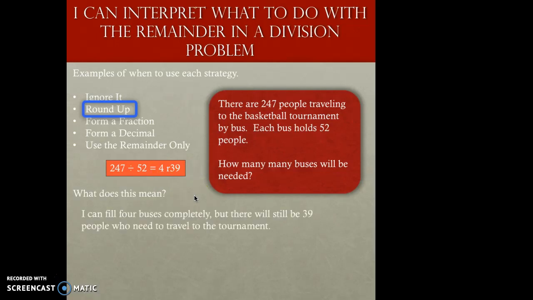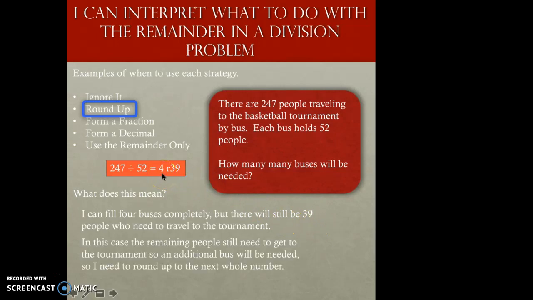Well, I can fill 4 buses completely, but there's going to be 39 people who will need to still travel to the tournament. So in this instance, 4 buses are not going to be enough because the remaining people still need to get to the tournament, so an additional bus is going to be needed. So I'm going to have to take that 4 and round it up to 5 so that we can fit those 39 people on a bus.